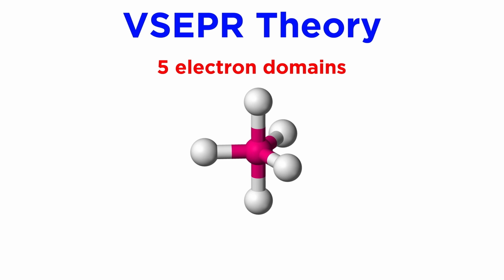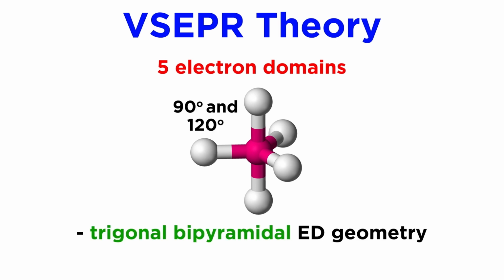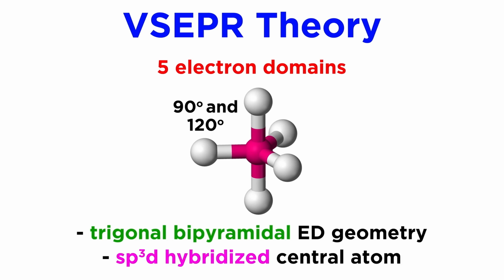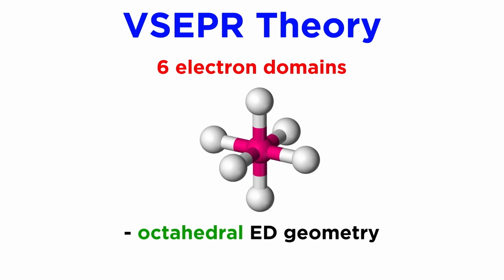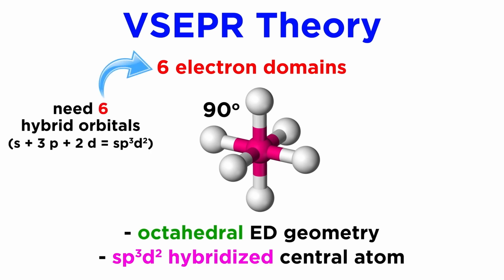For 5 electron domains, we get the trigonal bipyramidal geometry, which has both 90-degree and 120-degree bond angles. This requires accessing d orbitals to expand the octet, so the central atom is sp3d hybridized. And for 6 electron domains, we get something called an octahedral geometry, with all 90-degree angles. Here, the central atom is sp3d2 hybridized.